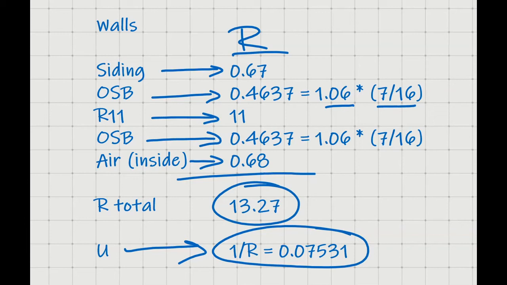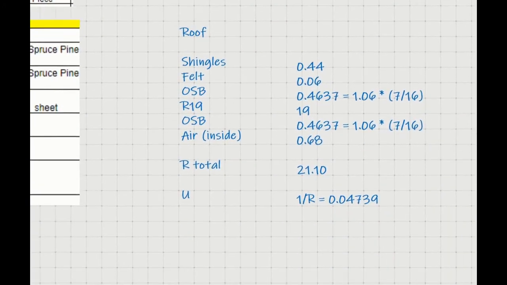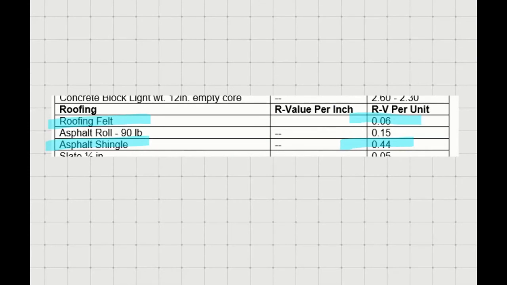That's how you found the total. So we just looked at every layer, found the R value for each layer, added it all up to find the total R value, and then reciprocated that to find the U value for that same structure. Let's do the same thing for the roof. So for roofing felt, it's 0.06, and for asphalt shingles, it's 0.44.